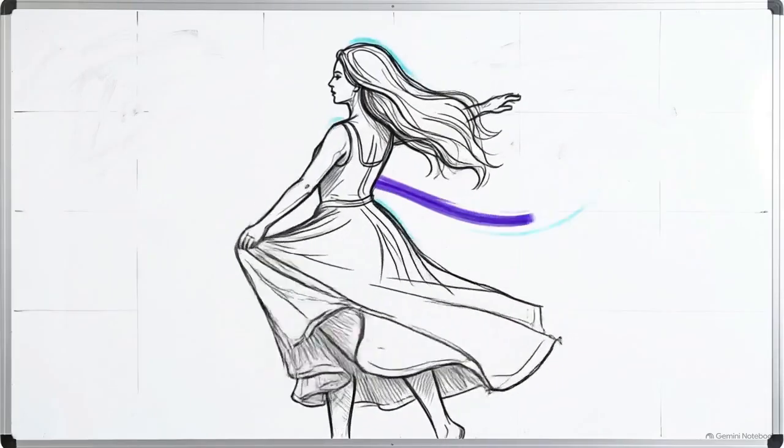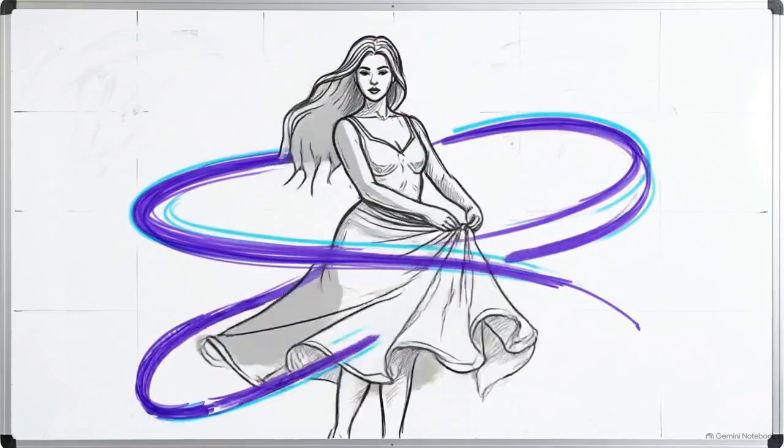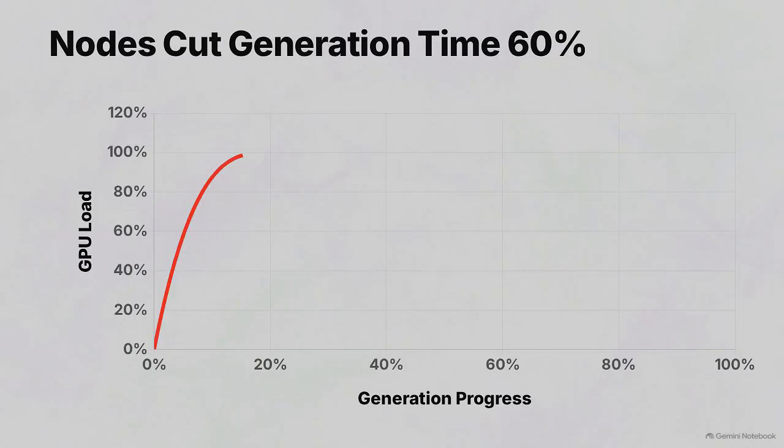Look at how the model handles the physics here. It manages complex, overlapping motions, like the hair and fabric, without losing coherence. Achieving this level of detail is the goal, but the processing cost is high. We can reduce that cost.